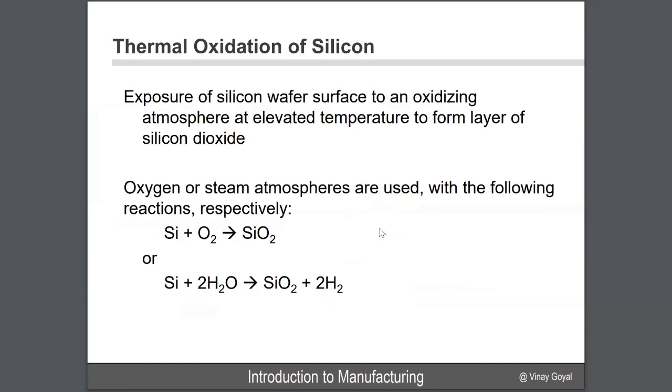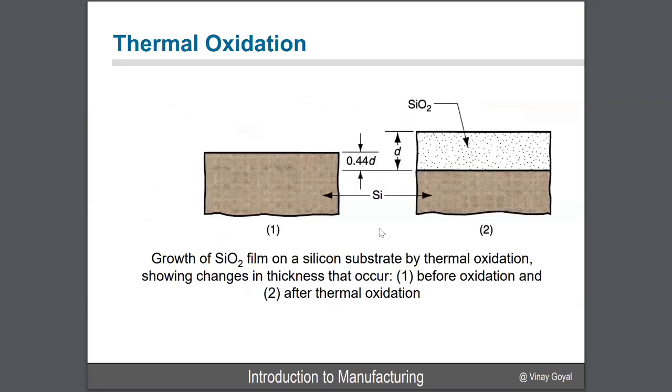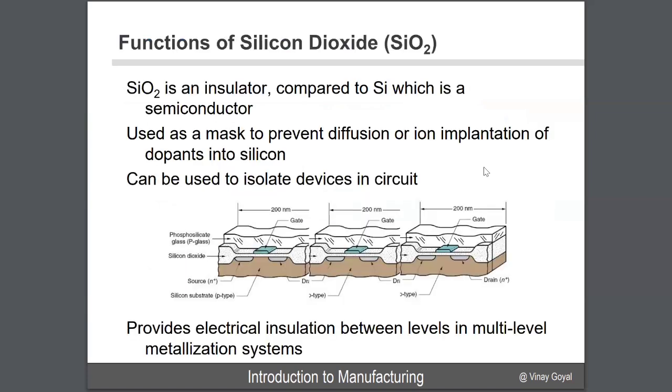The first one talked about how to do the thermal oxidation process, which exposes the silicon wafer to an oxidized atmosphere, so that you can form that layer of material we discussed. So you can go from here to this layer of material we discussed. So that's the state before oxidation, and then this after thermal oxidation. And then from there, you have the functions of the silicon dioxide. We know that silicon dioxide is an insulator compared to silicon, which is a semiconductor.